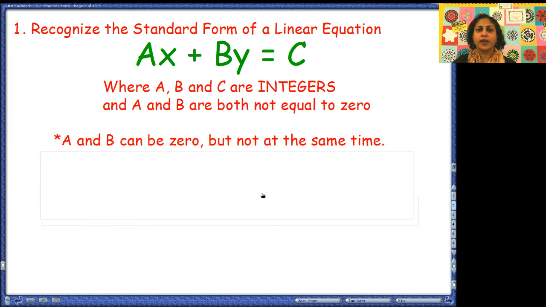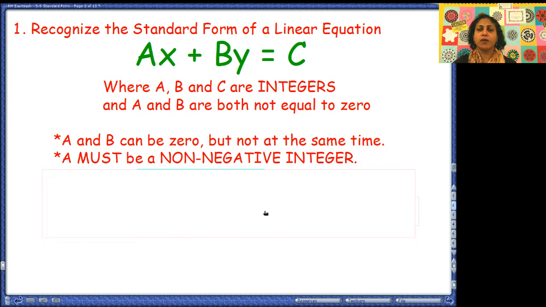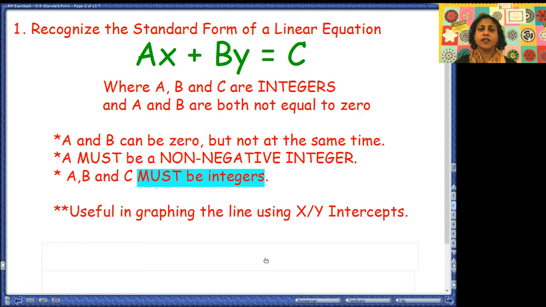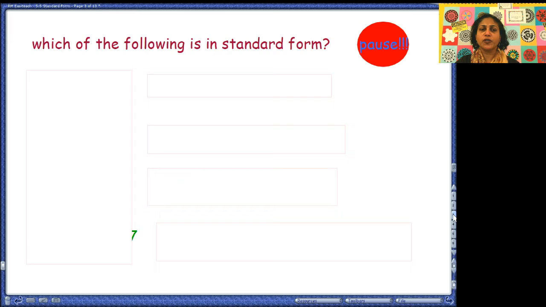So a and b can be 0, but not at the same time. A must be a non-negative integer. In other words, it can only be positive. And a, b, c must all be integers in order for this to be a standard form. This is very useful in graphing the line using x and y intercepts. So I'm going to put up a series of equations. It's your job to figure out which of those are in standard form.